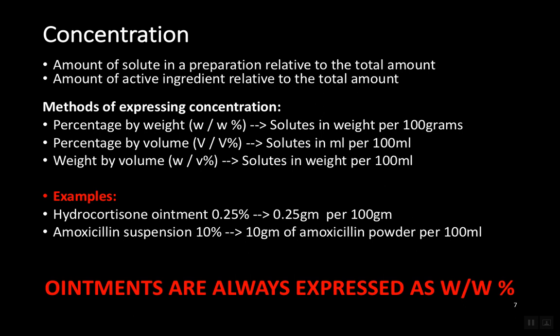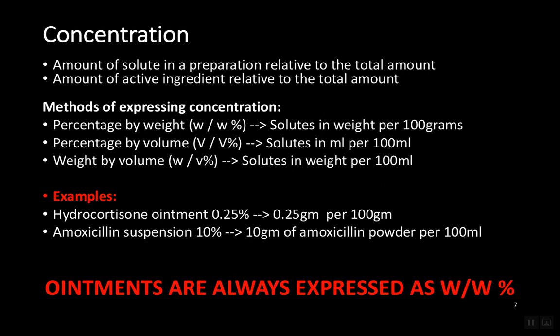You could also do percentage by volume. So the active ingredient in mL per 100 mL of total volume, or you could do weight by volume, like we see in suspensions, right? You have some, let's say, crushed powder, and then you're adding it to a solvent, which is the volume, to create a suspension. So solutes in weight, or active ingredients in weight, per 100 mL. Now keep in mind that for ointments, everything is expressed in weight.